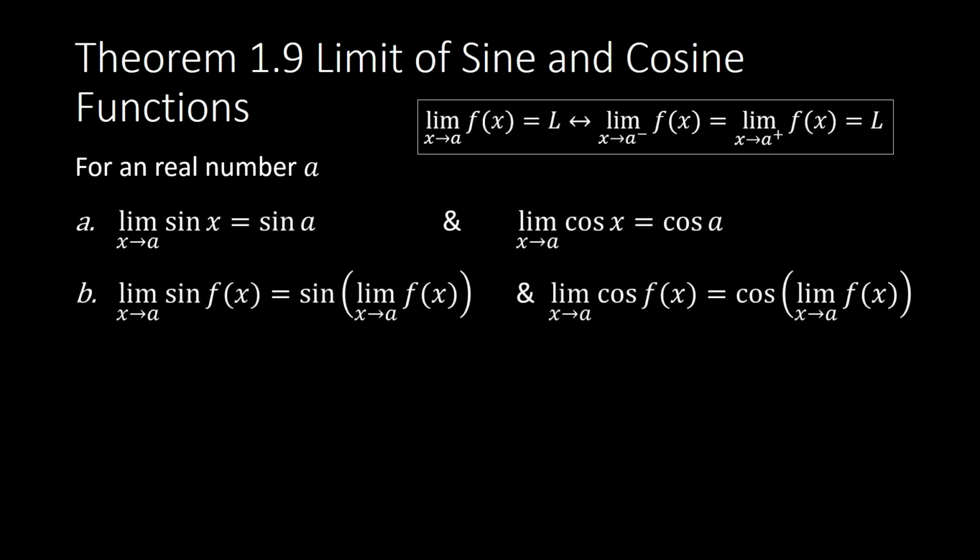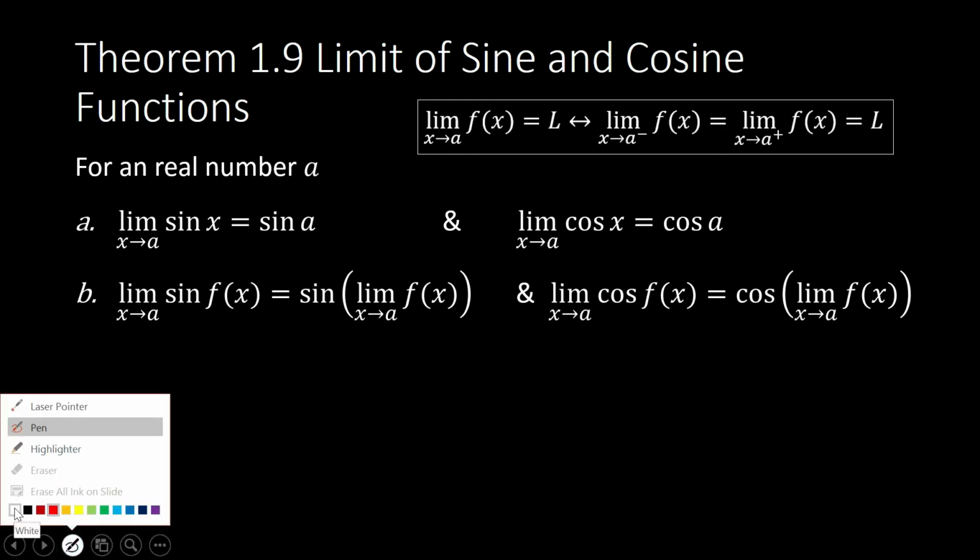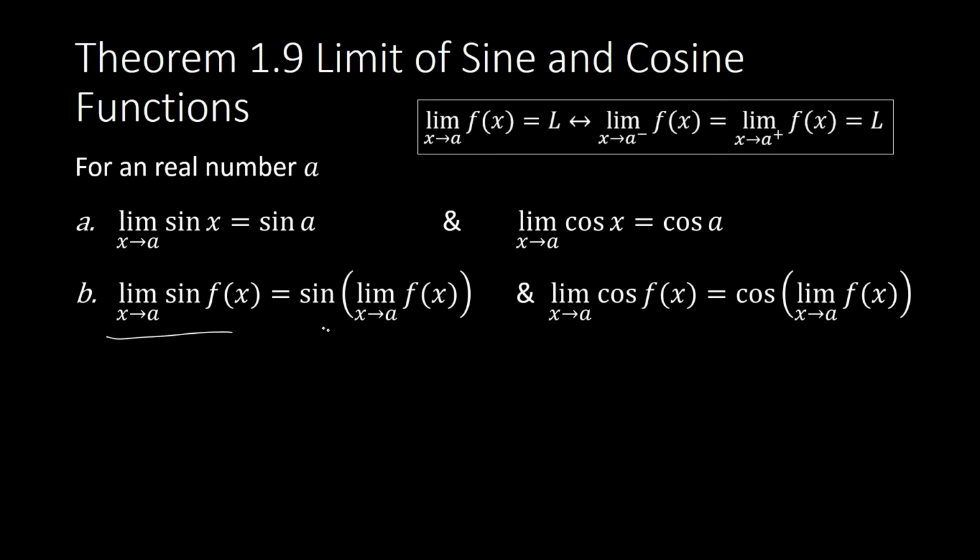In general, this is how we evaluate the limit of sine and cosine functions. So the limit of sine of f of x as x approaches a is equal to sine of the limit of f of x as x approaches a. And it is the same for the cosine function.